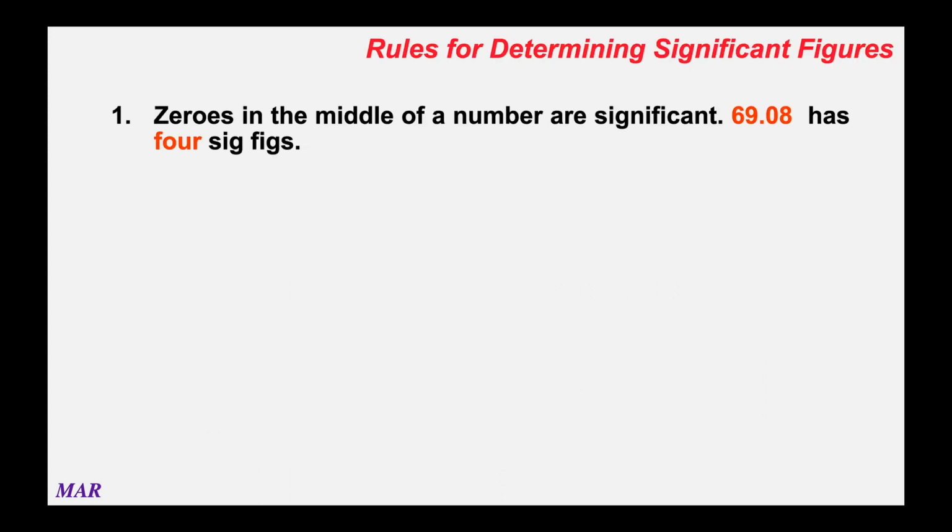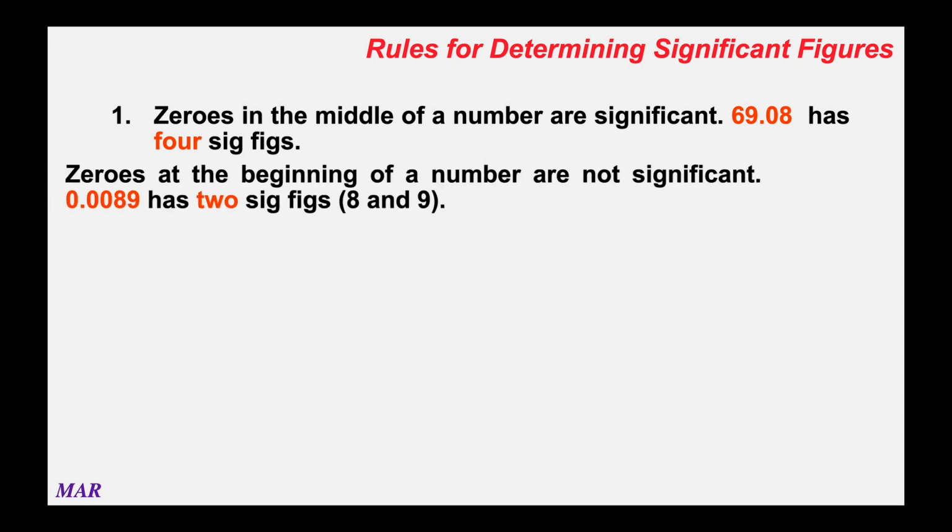The zeros are troublesome, though, because sometimes zeros count in a sig fig and sometimes they don't. If the 0 is in the middle of non-zeros, it counts. So like earlier we saw a number with a 0 in the middle, and that counted as a sig fig. So 69.08 would be 4 sig figs. The 8 is the doubtful digit.